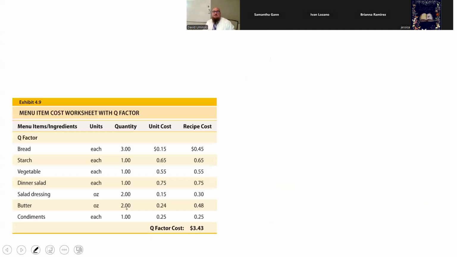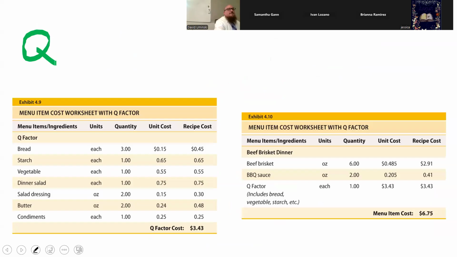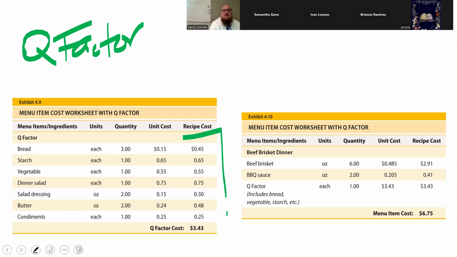All right. Last one is our Q factor. So short and sweet, Q factor just basically means all of the ingredients that come with your menu item. It's all the stuff that is complimentary or all the stuff that's free. And I put free in quotations. Why do I put free in quotations? Because we get it, but the customer gets it no matter what. Well, nothing's really free.